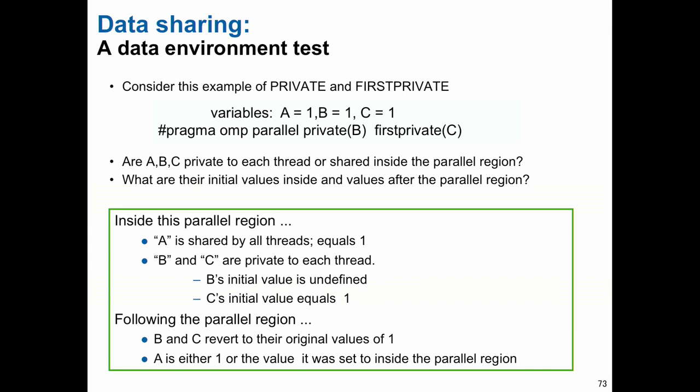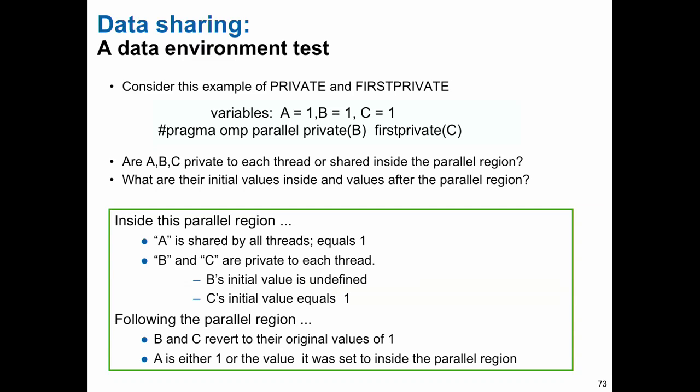Is A private to each thread? It's shared, isn't it? Good, you passed. Okay, what about B and C? Private, good, good. Now I want you just to call them out all at once. When we first get inside the parallel region, what's the value of A? 1, okay, that's good. What's the value of B? Undefined, good. What's the value of C? Oh, that's awesome.